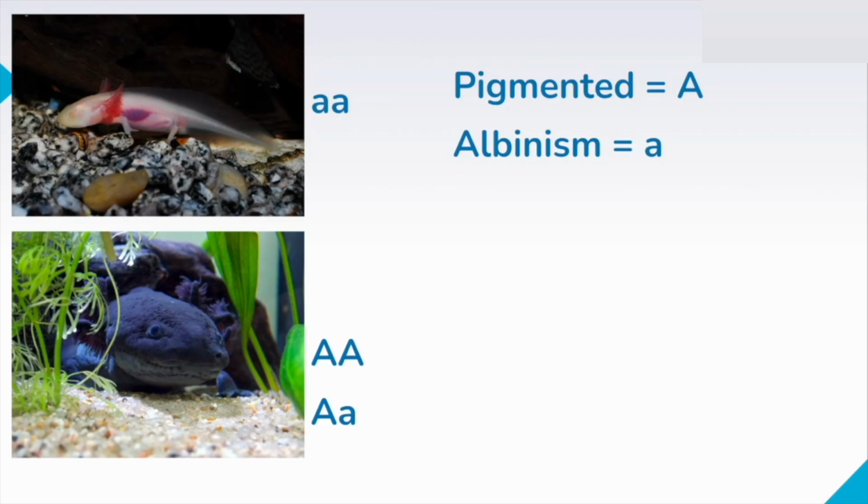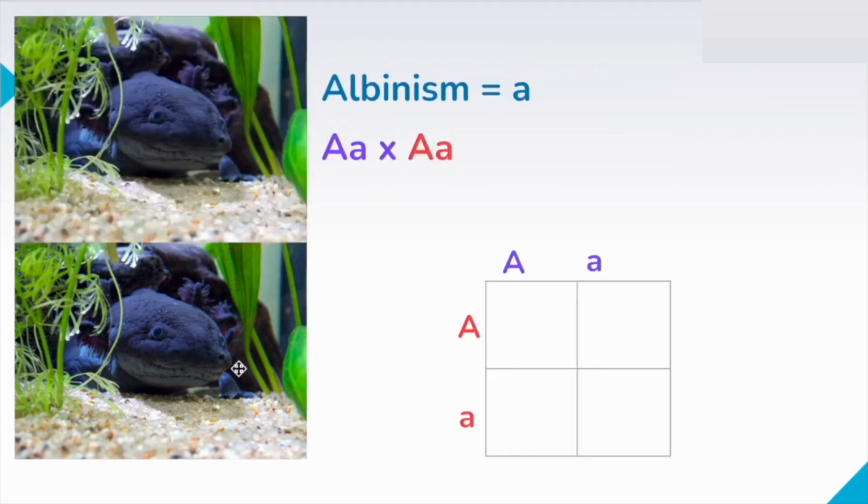All right, so let's take a look at a practice problem involving these and our tool, the Punnett square. Let's say we have two pigmented axolotls that are both heterozygous, meaning they have one big A and one little a, and they are going to mate. We can use a Punnett square to see what the chances are of their offspring either being albino or having pigment. So in this case, to set up a Punnett square, we would take one parent and put it on the top of the Punnett square, separating out their alleles or their letters.